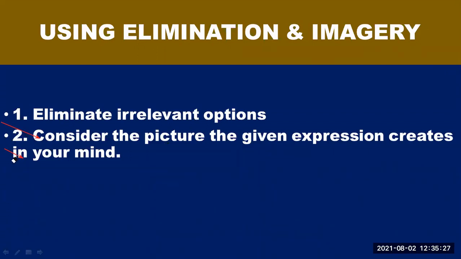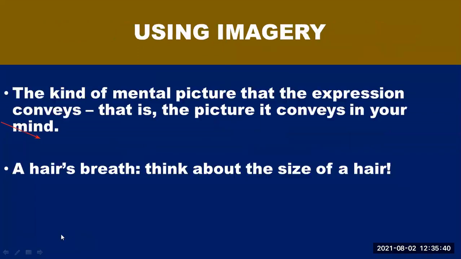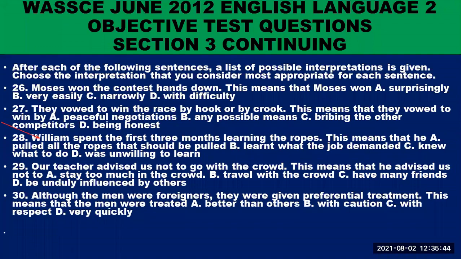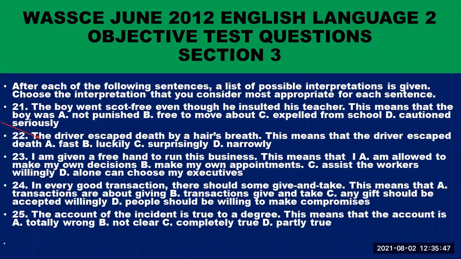Now let's do this. This means that A, I am allowed to make my own decisions. That's the exact interpretation. You can make your own decisions. You can decide to do what you like. That's what it means to be given a free hand. And that tallies with the image we already have in our mind concerning having a free hand. Your hands are not tied. You have freedom to do what you like.